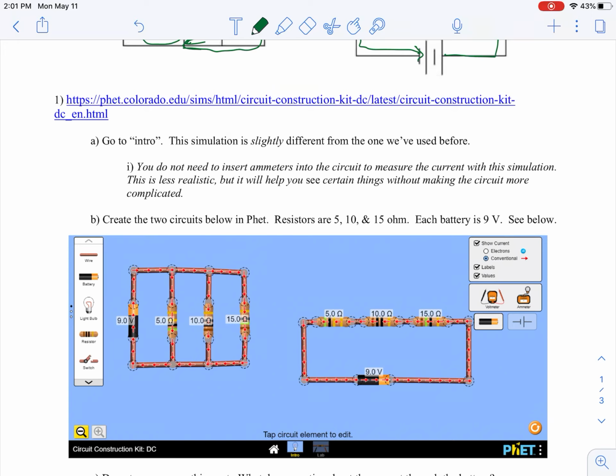So you're going to make these two circuits. Please don't skip on making the circuits. I think just the act of making circuits helps you with this topic, okay? If you're skipping out on actually making the circuits and just looking at me do them, you're really not getting as much out of this topic as you could.